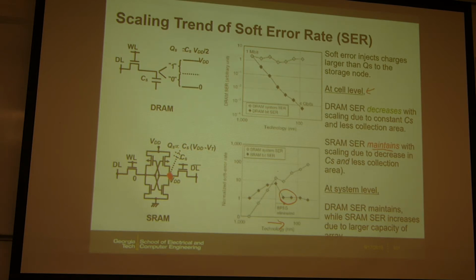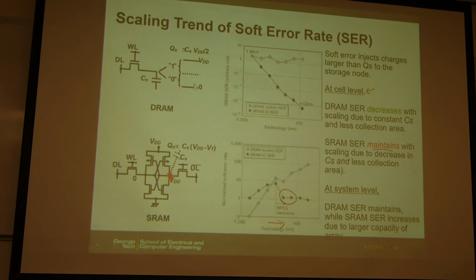So simply because you have more cells, and each cell will have the same probability, then as a system you will have a larger error rate. So that's a problem for SRAM. And on the other side, for the DRAM, the situation is a little bit different.